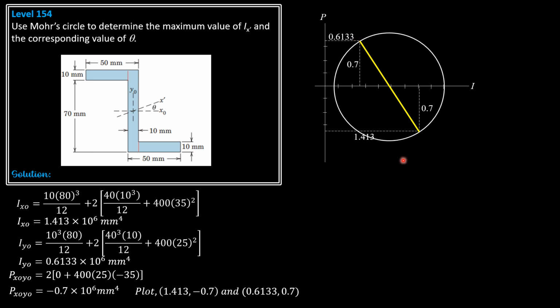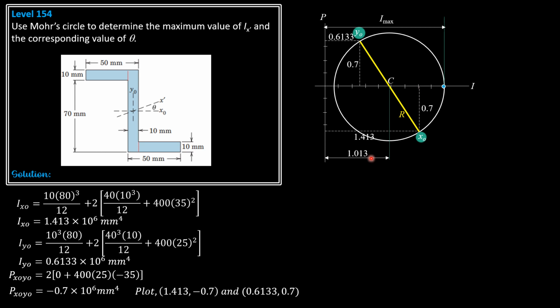Then the circle. Then this is the center, which is half the average of 1.413 plus 0.6133. So that's XOYO. And this is the center, 1.413 plus 0.6133 over 2. That would be 1.013 times 10 to the 6, of course. Then this is the XO axis. This is 1.413 minus 1.013. So this is the maximum moment of inertia, extreme right, Imax. Then this is the radius.